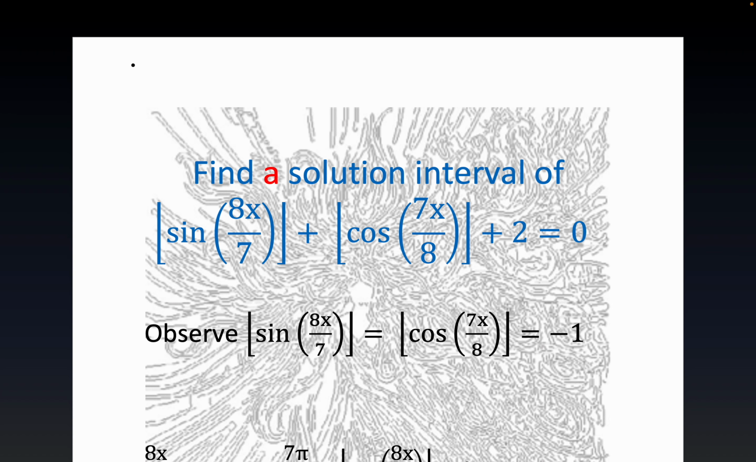Hey everybody, we have a trigonometric floor equation here. And let's just briefly review what we mean by the floor function. The floor function automatically returns an integer value no matter what its input is. An input can be any real number.